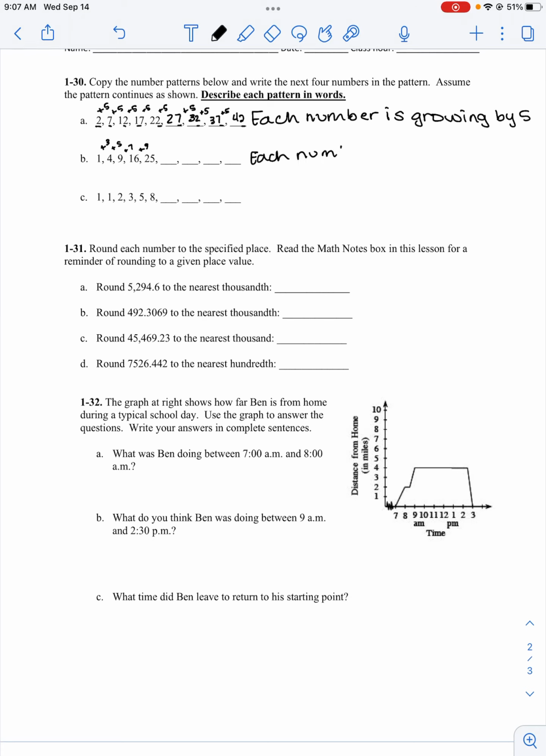Each number is growing by the next odd number. My example, 3, 5, 7, 9. Okay, so 25, I would add 11, which would be 36. Plus 13 is 49. Plus 15 is 64. Plus 17 is 81. Okay.